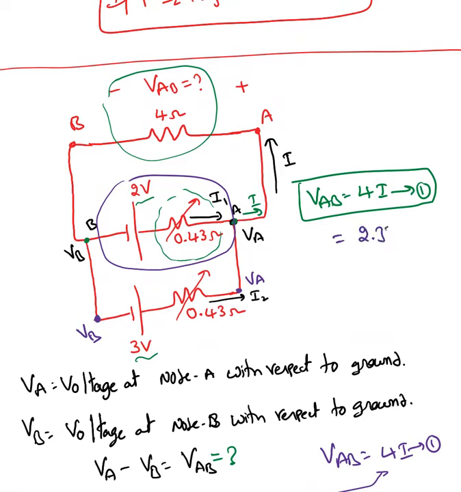Now I can find my I, which equals VAB over 4. VAB is 2.377, divided by 4. That will give me a current of 0.594 ampere. That's the current passing through that 4 ohm resistor.